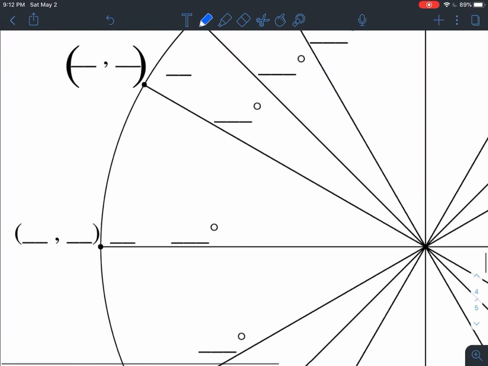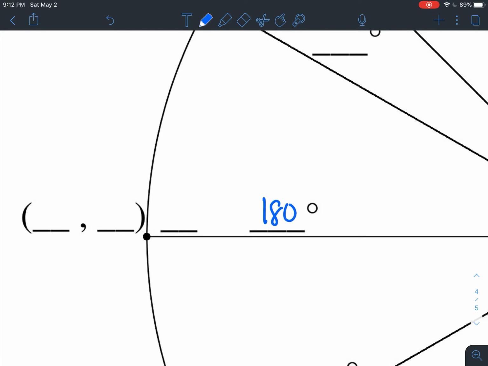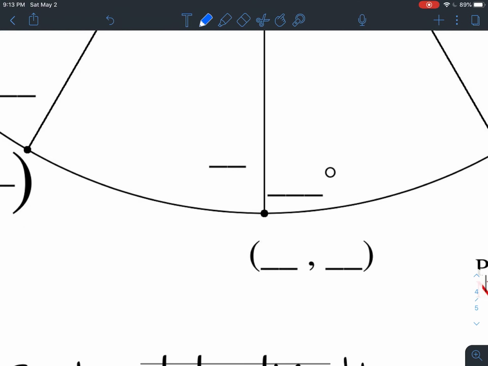So 0, 1. Over here, we've got 180 degrees, which again is half of a rotation, so half of 2 pi would just be pi. That's the radian measure. Coordinate-wise, I'm going to the left 1 and up or down 0. And then the last quadrantal angle, axial angle, 270 in degrees. This one would be 3 pi over 2 radians. And then coordinate-wise, 0, -1.